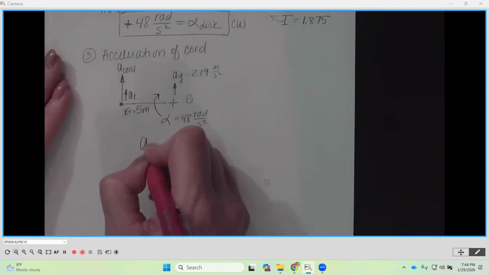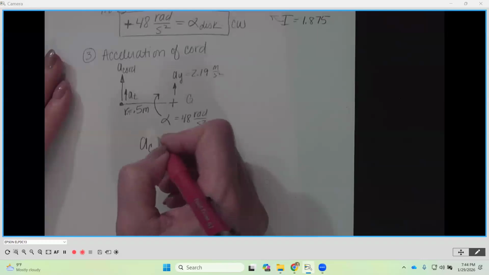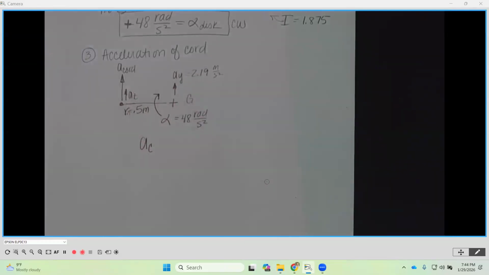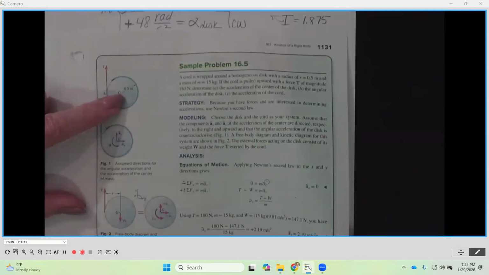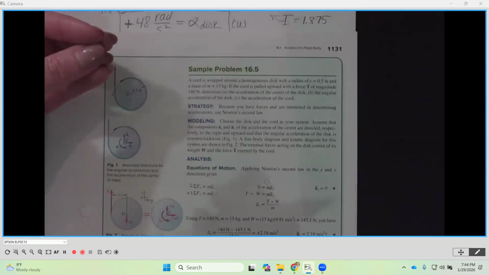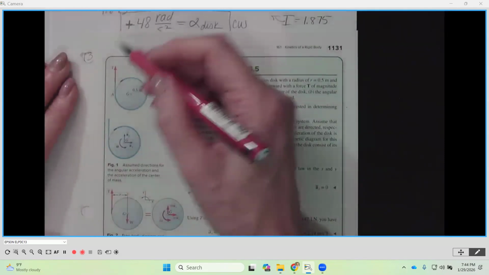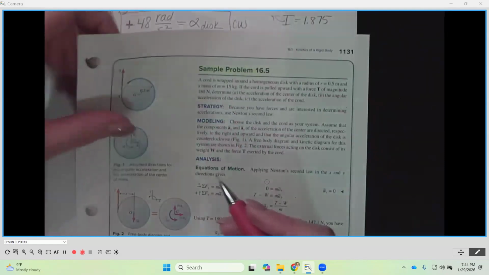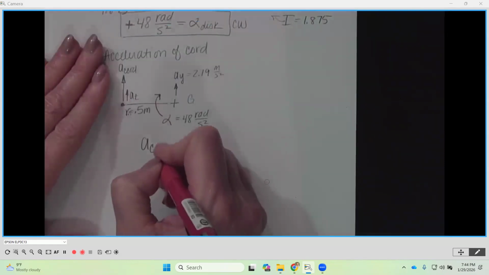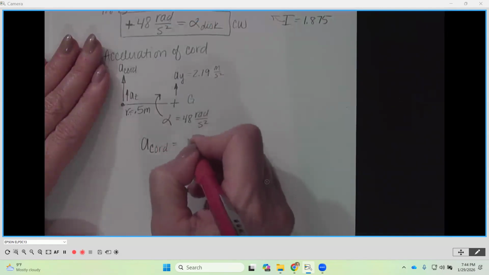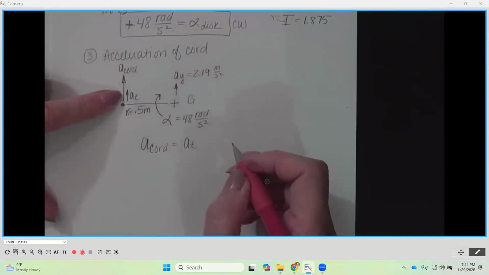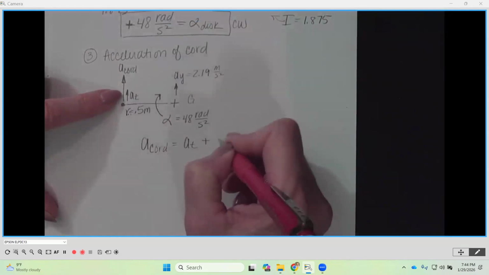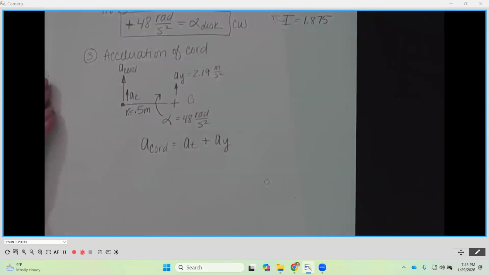So the acceleration of the cord is going to be that tangential value plus this a_y, because remember, this is not attached at the center, so it's not only going up due to the pulling of the cord, but this is also going up at the same time. So there's two accelerations that are adding together on the cord. So the cord is going to be equal to this tangential acceleration due to the angular acceleration and that radius, plus the a_y.